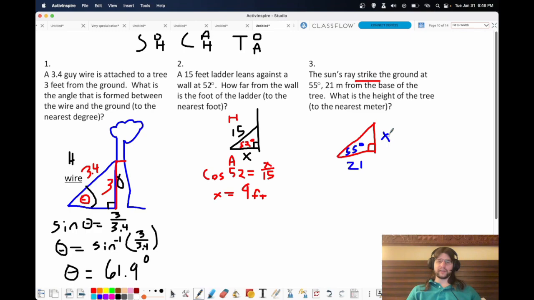Wait a minute, why does the sun go directly to the top of the tree? Because it's the sun, it's way up in the sky.